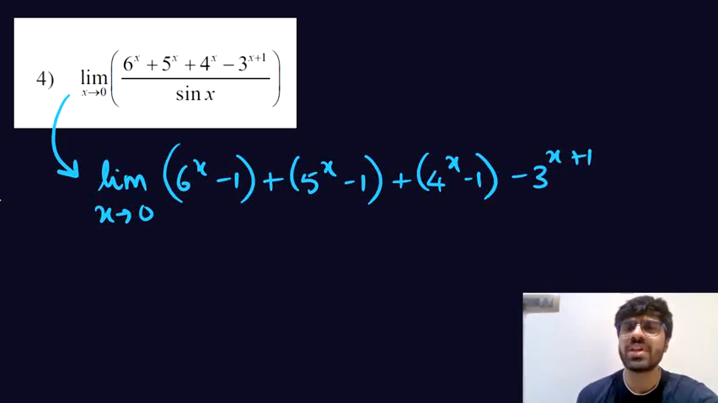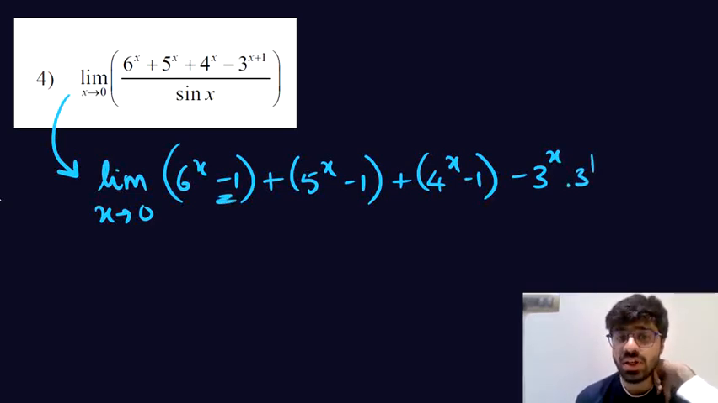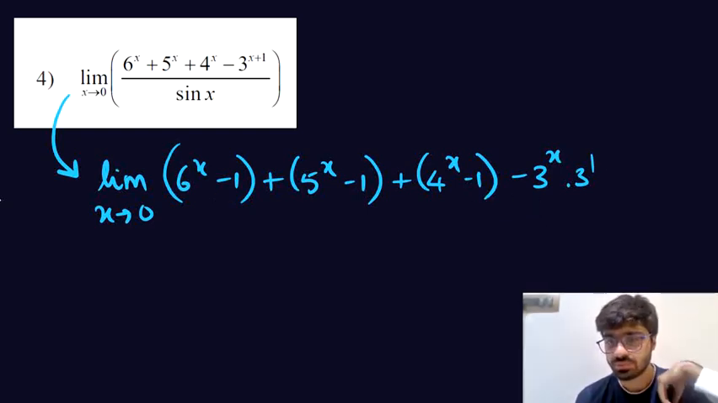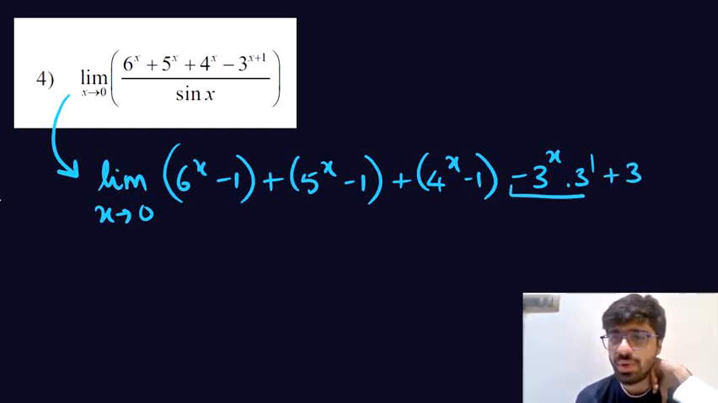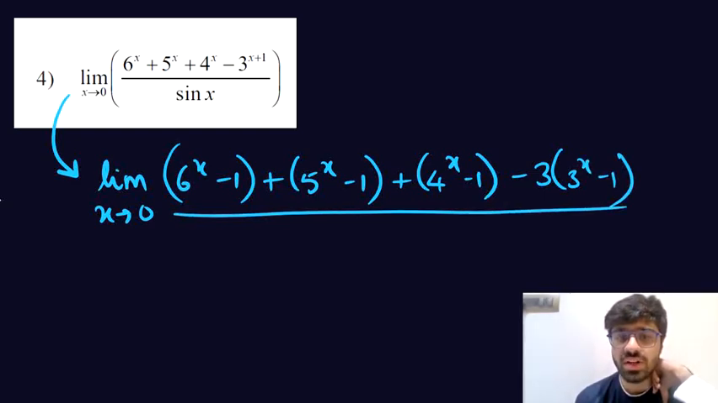Okay, a power m plus n is basically a power m into a power n. So 3 power x plus 1 can be written as 3 power x into 3 power 1. In the end, keep in mind, we had to write plus 1 plus 1 plus 1, and that will be equal to plus 3. We can pull out a minus 3 common from the two terms here because 3 power 1 will be 3, right? So we are pulling out a minus 3 common from the last two terms. So we have minus 3 into 3 power x minus 1, the whole divided by sin x.